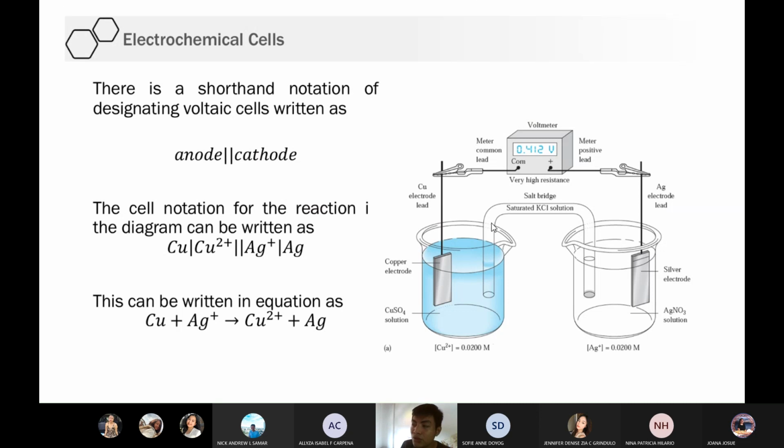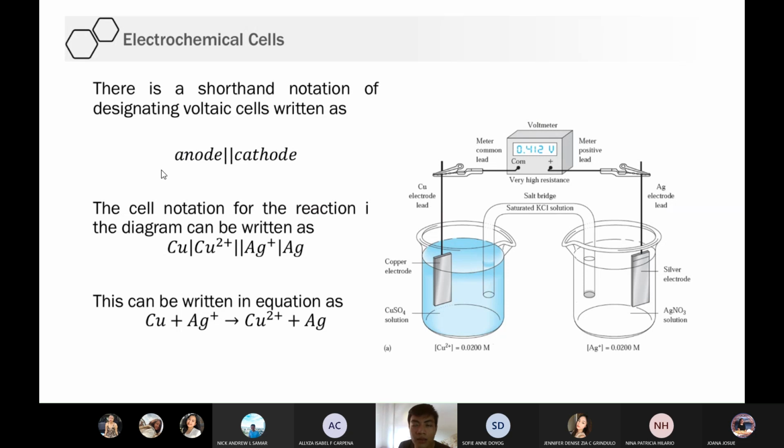So, we can shortcut. Pwede natin i-shortcut yung reactions happening here in this form. So, this is the cell notation. Tawag dyan cell notation. Ganito yung way ng pagsulat ng cell notation. Anode, double line, cathode. Meaning ng double line ay salt bridge. So, A, B, C. Anode, bridge, cathode.